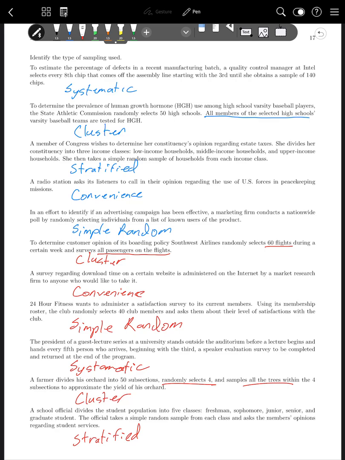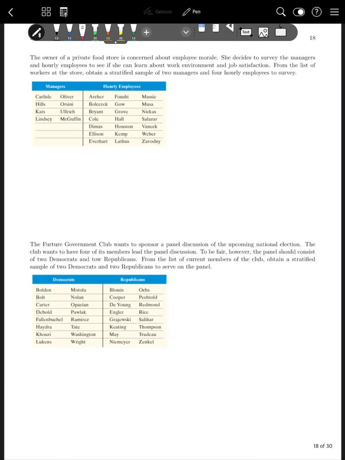Now let's look a little bit more in depth about how we would actually do some of these samplings. So here's a good example of a case where you might want to use stratified sampling. So the owner of a private food store is concerned about employee morale. She decides to survey the managers and hourly employees to see if she can learn about work environment and job satisfaction. From the list of workers at the store, obtain a stratified sample of 2 managers and 4 hourly employees to survey.